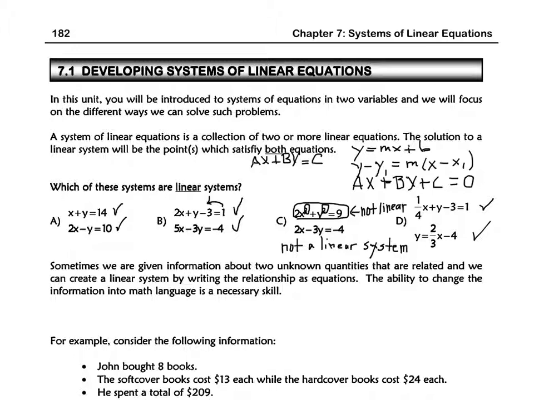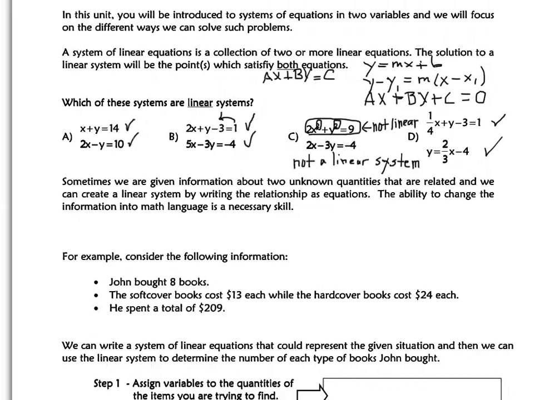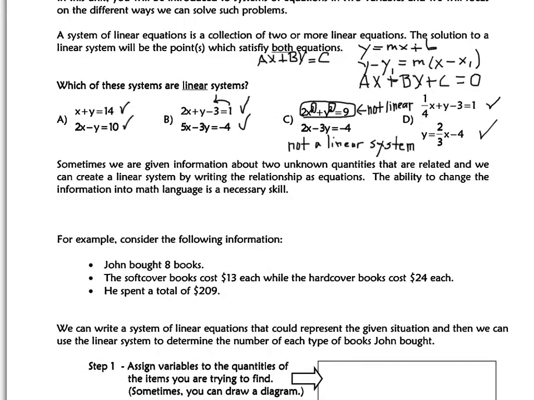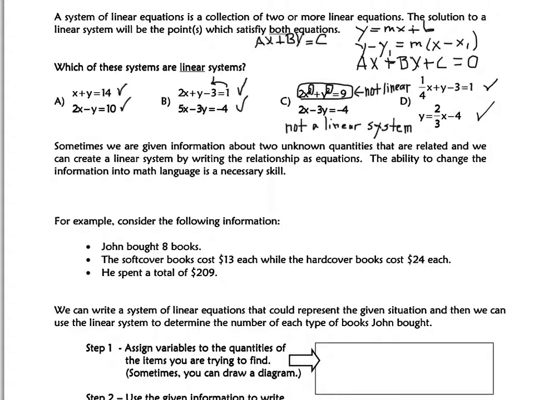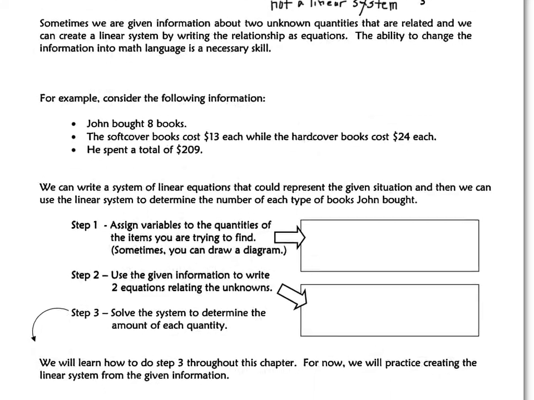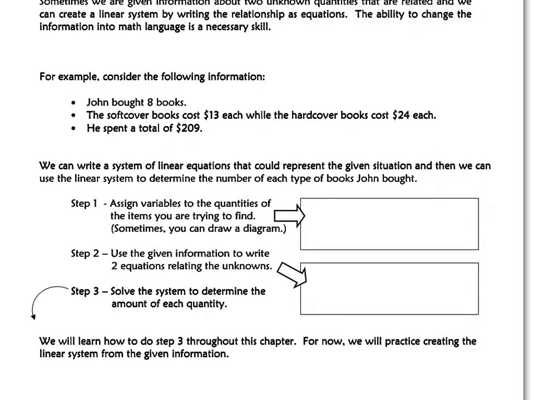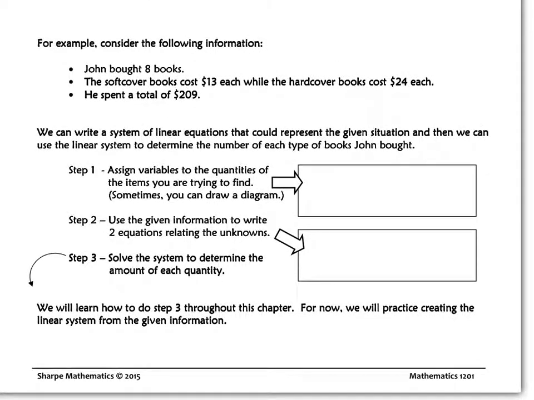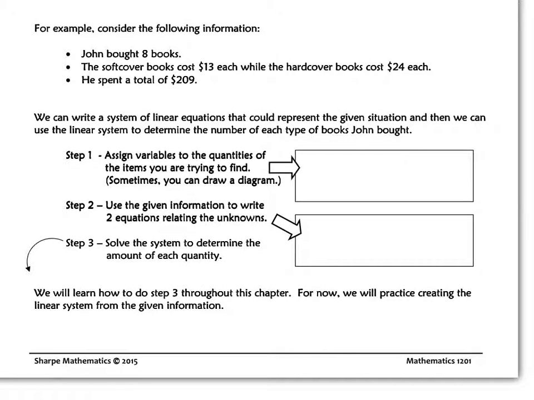All right, so the next thing we're going to do is learn about how we can write equations, linear equations, because a lot of times when we're using linear systems, we're solving problems. So this first section is going to kind of teach us or give us some practice on writing equations to represent information. So the first example says the information that you're given is that John bought 8 books. The softcover books cost $13, while the hardcover books cost $24, and he spent a total of $209.